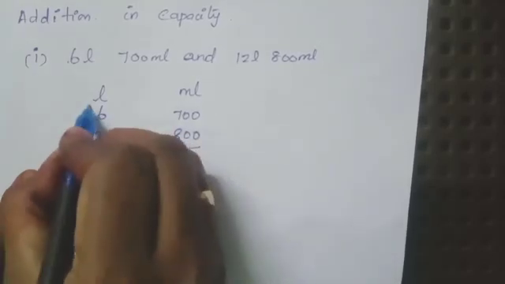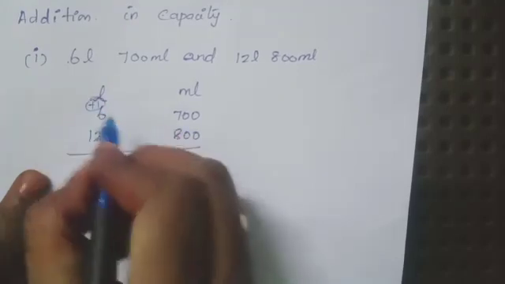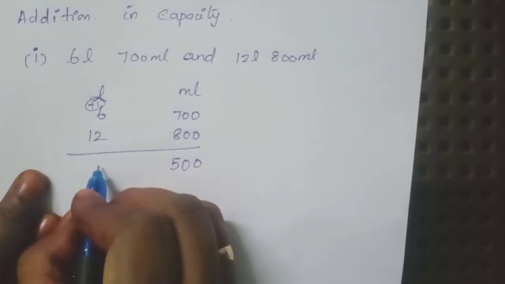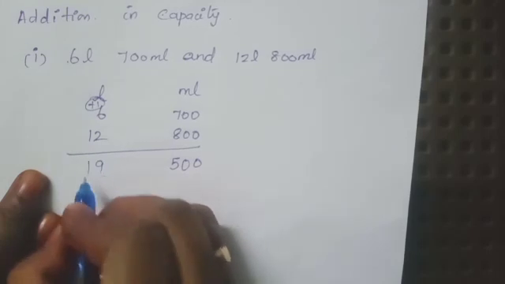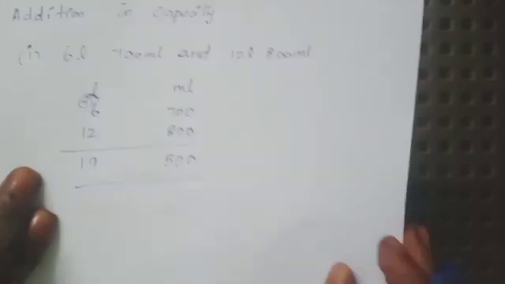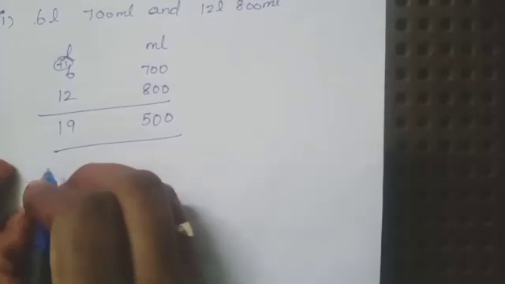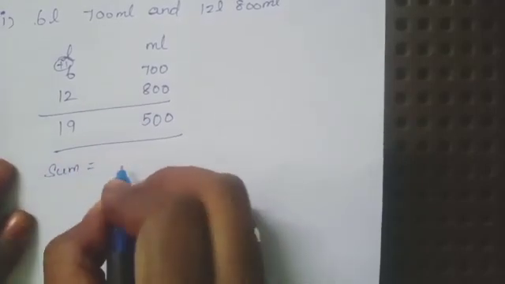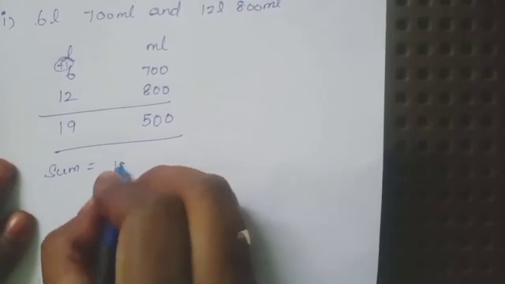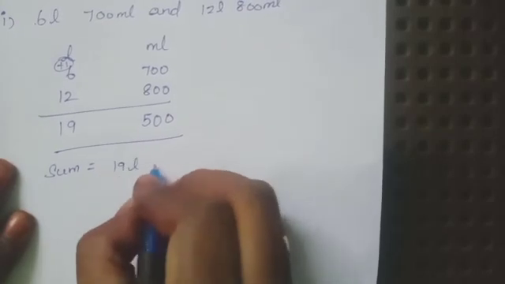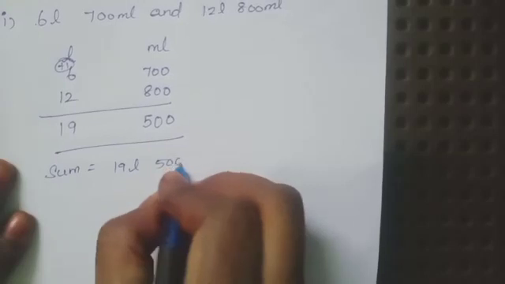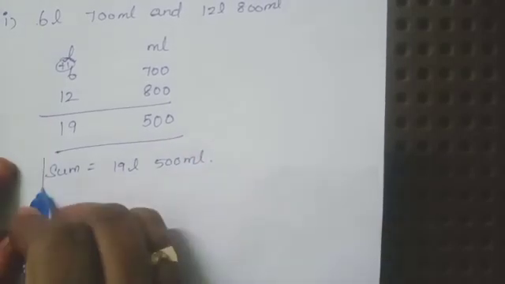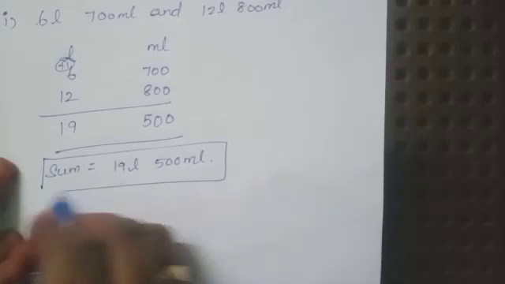We will get 0 plus 0, 0. 0 plus 0, 0. 7 plus 8, 15, carry over 1. Add all the numbers: 2 plus 1, 3. 3 plus 6, 9. 1 as such. So the sum of the two capacities is 19 liters 500 milliliters. Now we are going to see a related word problem in addition.